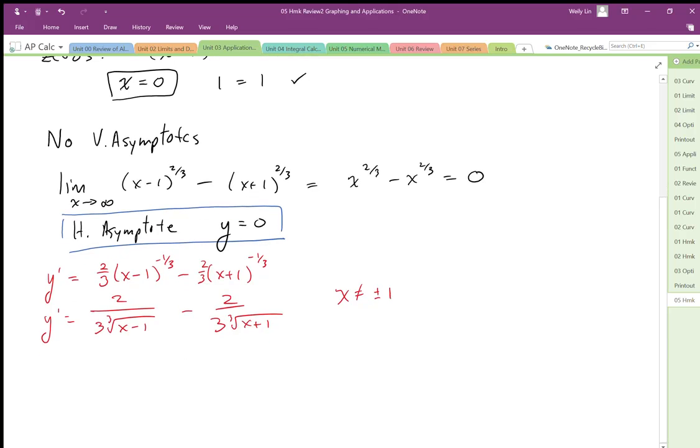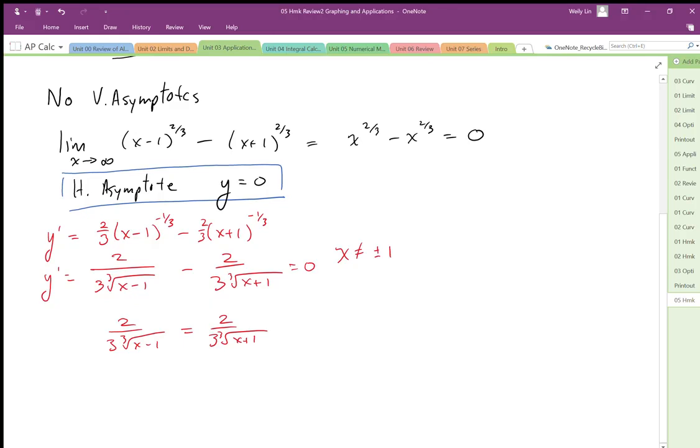So I'm going to solve for when this is equal to 0. I'm going to rewrite this equation. It's going to be 2 over 3 cube root of (x minus 1) equals 2 over 3 cube root of (x plus 1). We have established our restrictions already, so I can take them out of the denominator. I can cancel those terms out.